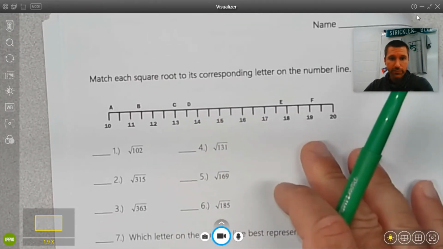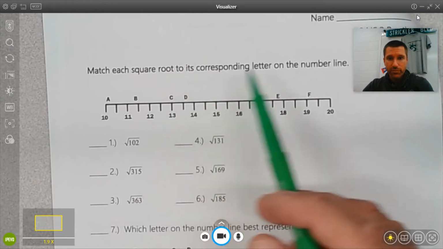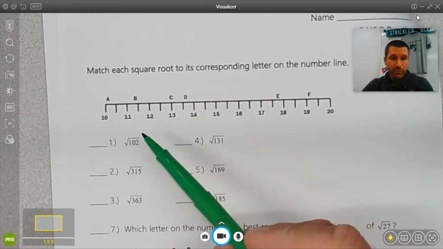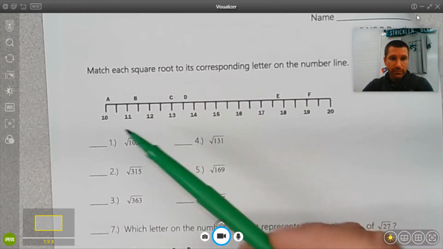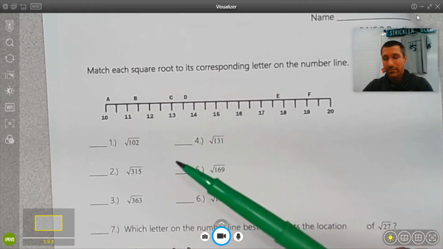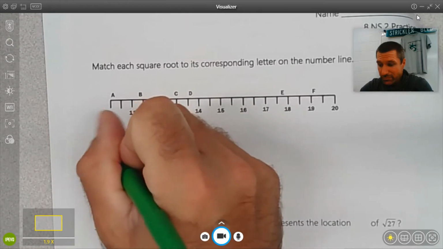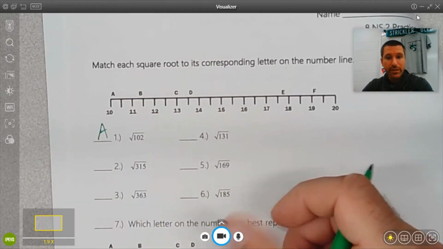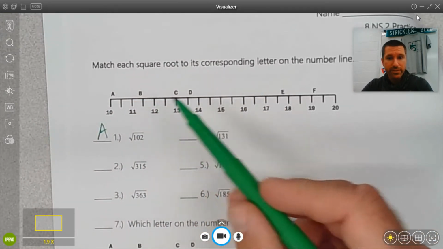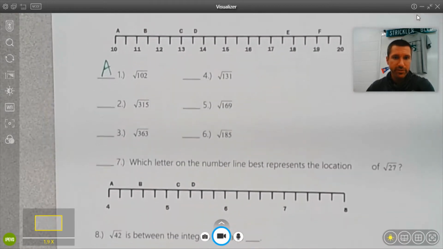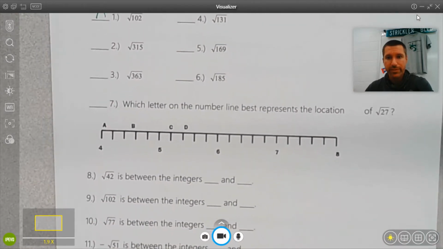So in the first section, let's do one. It just says match each square root to its corresponding letter. So let's start with number 1, square root of 102. Okay, well, that's a little more than 10 because the square root of 100 is 10. So I'm thinking A, and it could just be that easy. So go through and find B, C, D, E, and F and put them on the appropriate line. We'll check the answers tomorrow.